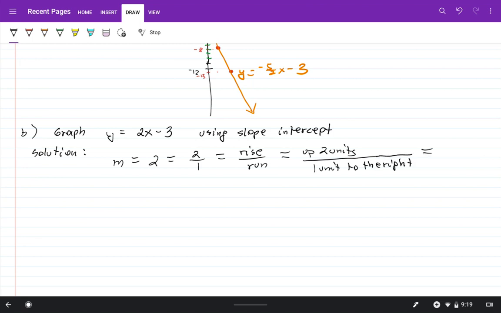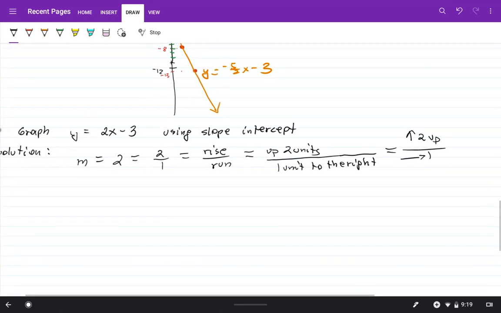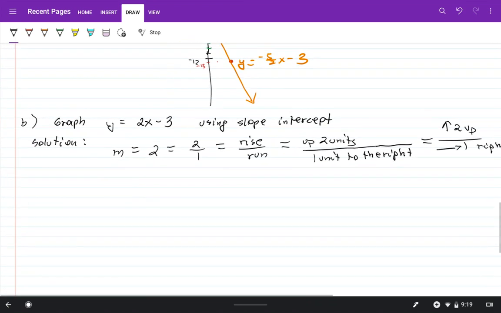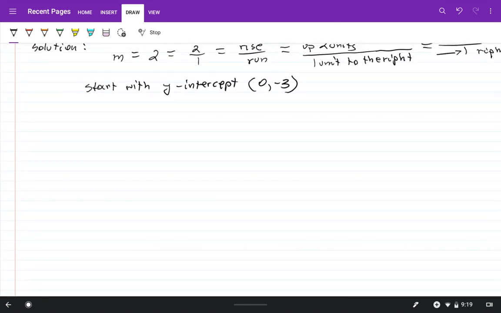Okay, so we're going up 2 units, 1 to the right. Okay, and of course, you're going to start with the y-intercept, which is the point 0, comma -3. So let's graph it.